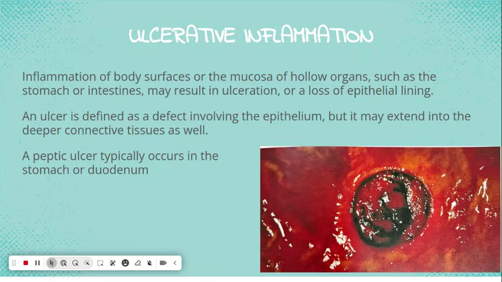Ulcerative inflammation is inflammation on the body surface or mucosa of a hollow organ, such as the stomach or intestine, that may result in an ulcer or loss of the lining. So stomach ulcers are an ulcerative inflammation. An ulcer is defined as a defect involving the epithelium, but may extend to the deeper connective tissue walls. A peptic ulcer typically occurs in the stomach or the duodenum.